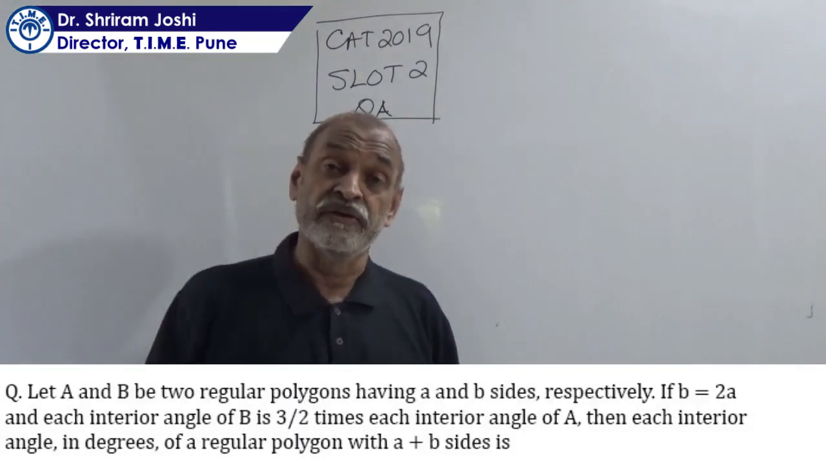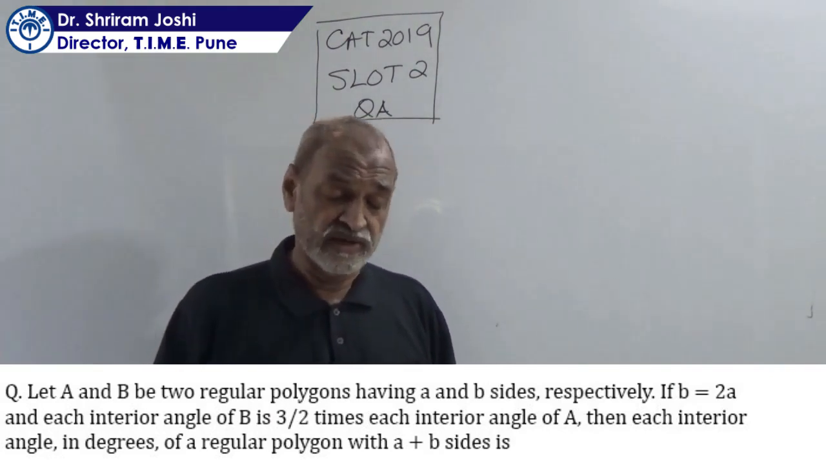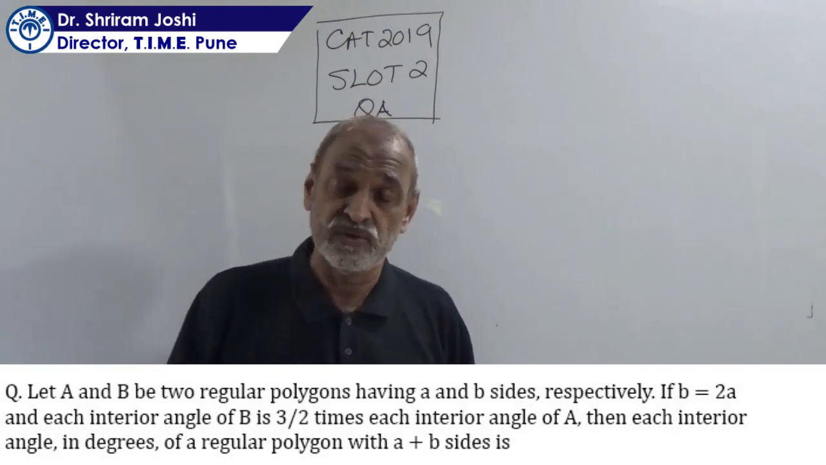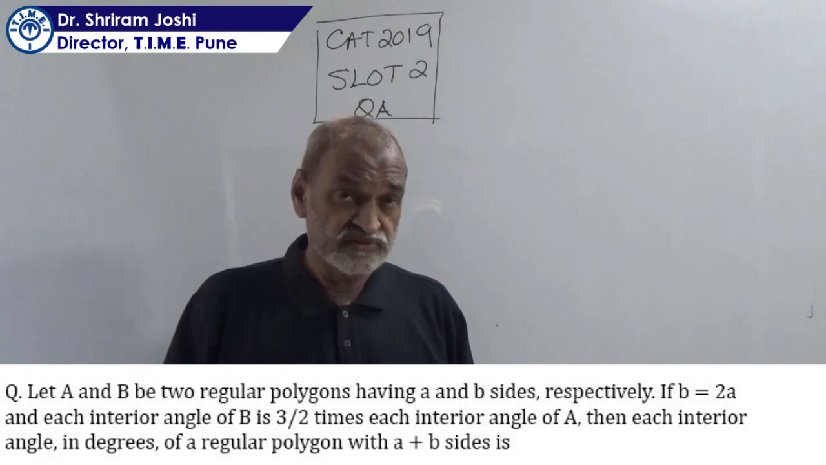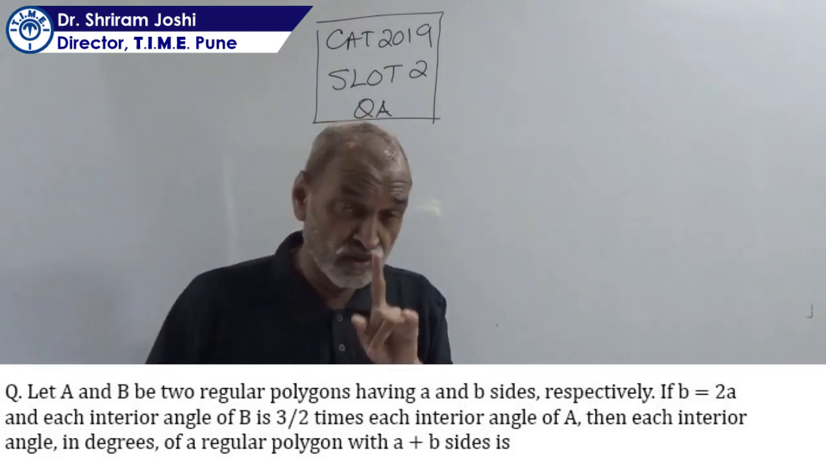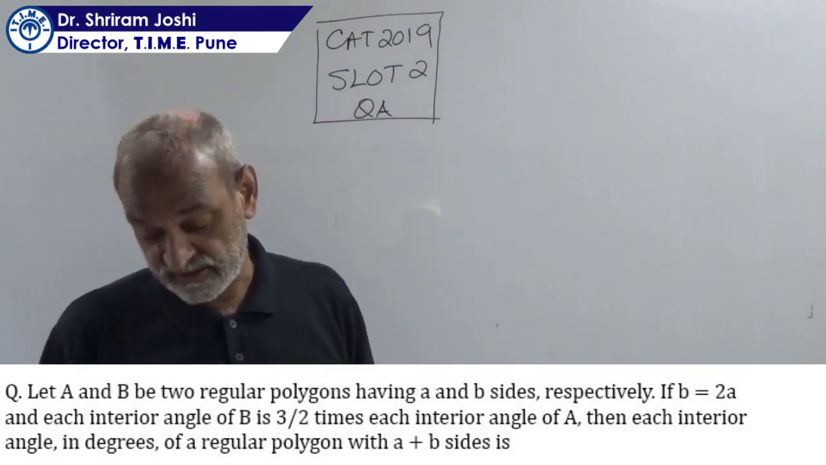Geometry, regular polygons. Please remind yourself, regular polygon means sides are equal and the angles are equal. Equilateral triangle, regular polygon. Square is a regular polygon. Rectangle is not. Rhombus is not. Hexagon, regular hexagon, etc., etc.